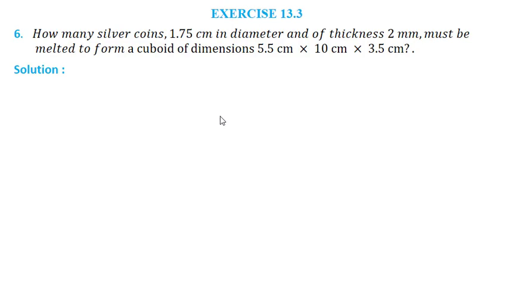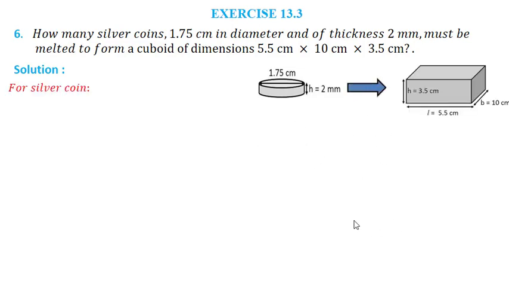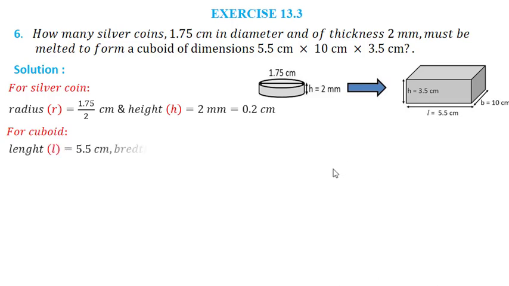Problem is how many silver coins 1.75 centimeter in diameter and thickness 2 mm must be melted to form a cuboid of dimension 5.5 centimeter into 10 centimeter into 3.5 centimeter. So we have a silver coin of diameter 1.75. We have few silver coins which we melt and form a cuboid. For the silver coin, diameter is 1.75, so radius will be 1.75 divided by 2 centimeter. Height is 2 mm, that is 0.2 centimeter. And for the cuboid, we have length 5.5 centimeter, breadth 10 centimeter and height 3.5 centimeter.